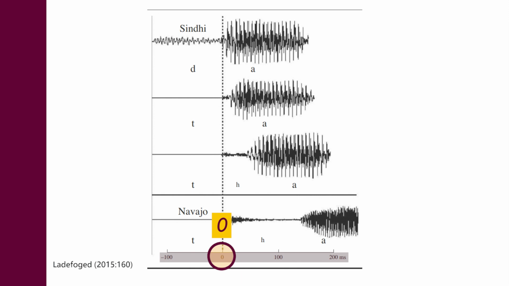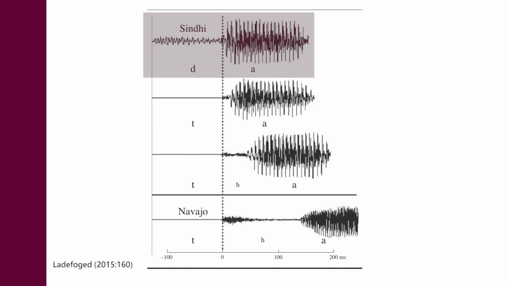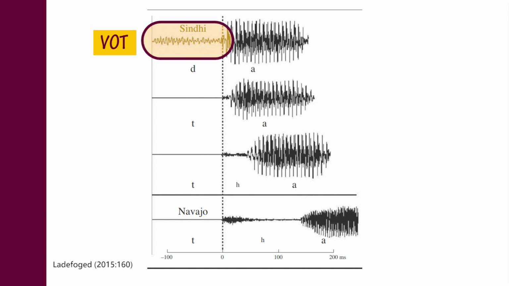At the bottom you have 0 representing the time of release, minus 100 milliseconds meaning 100 milliseconds before release, and then you have the measurement all the way up to 200 milliseconds. What is going on here is that in the waveform for da at the top of the figure, there's voicing during the closure, the release, and the vowel. The voicing extends through the closure, across the release, through the vowel. So in this case, the VOT is actually less than minus 100.